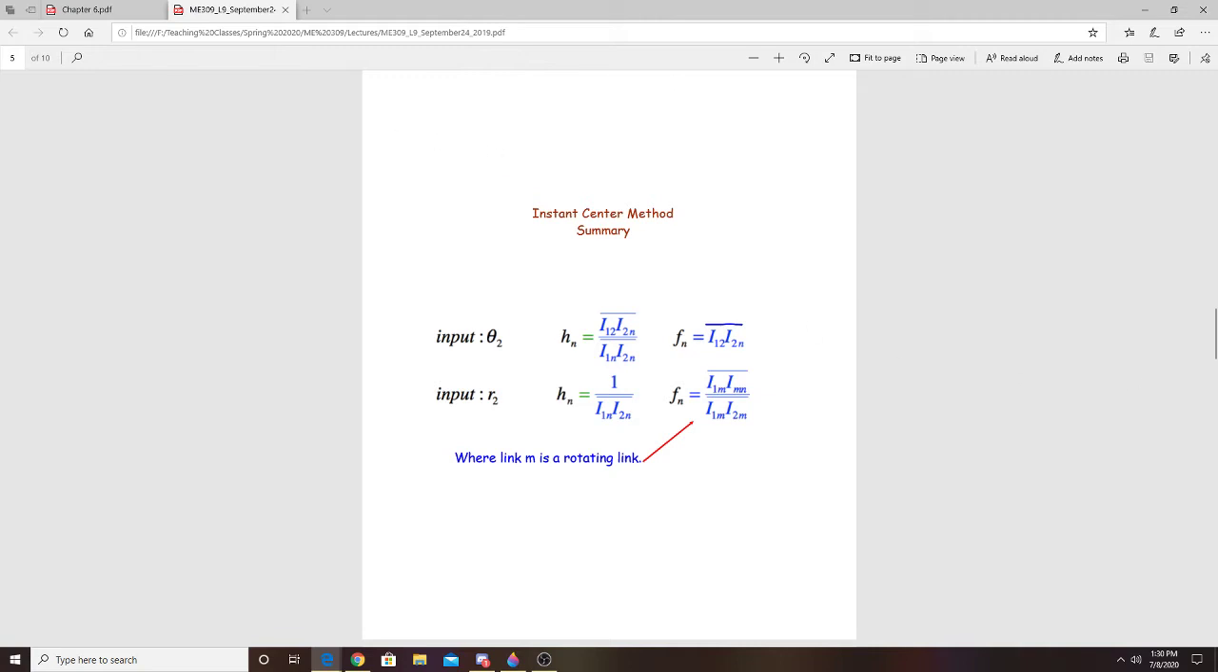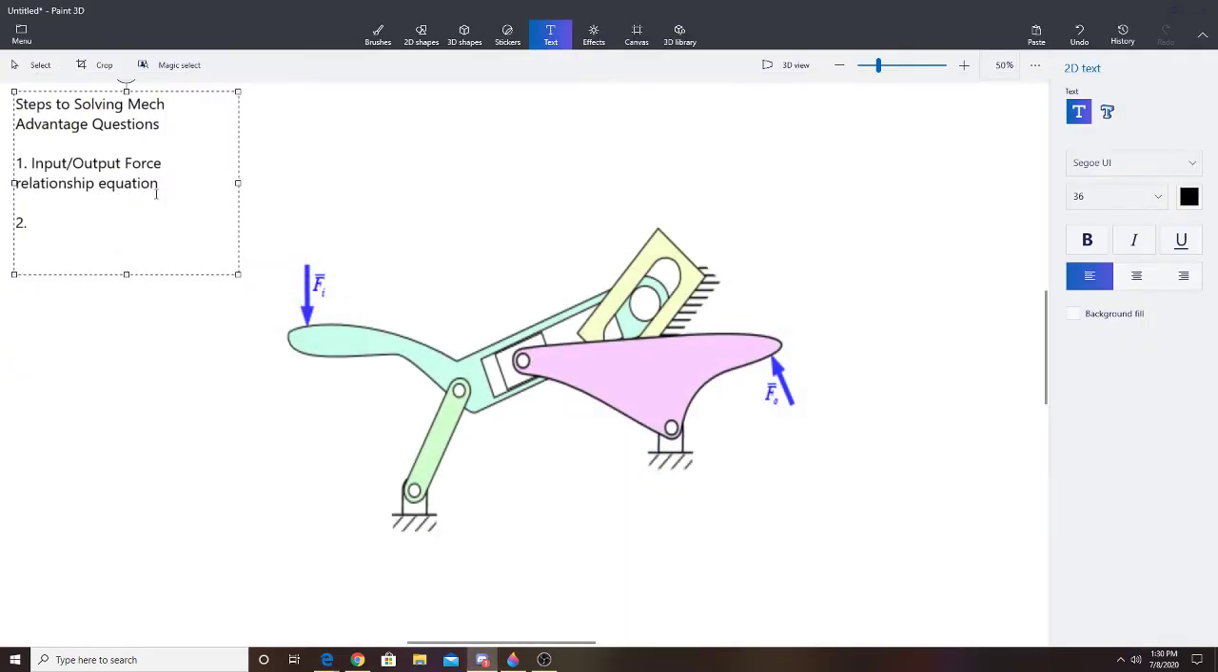Anybody? Sorry. So what do you think it is?